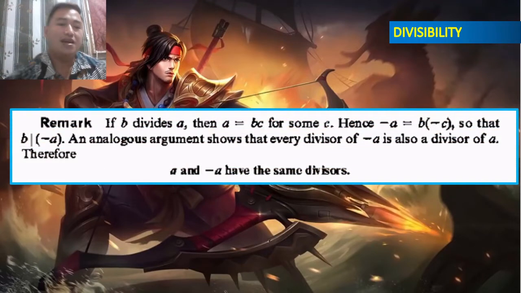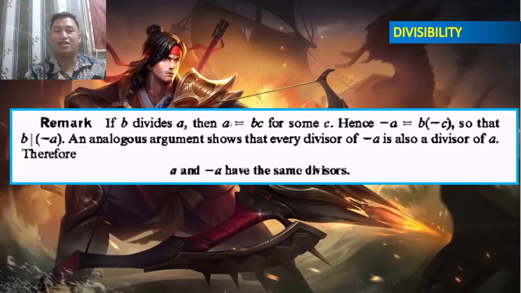Remark: if b divides a, then a equals bc for some c, as in the definition from earlier. Hence, negative a is equal to b times negative c. Right? So negative a is equal to b times negative c.